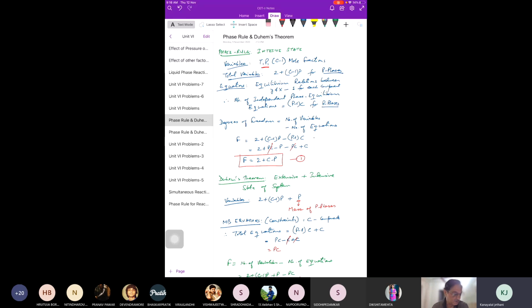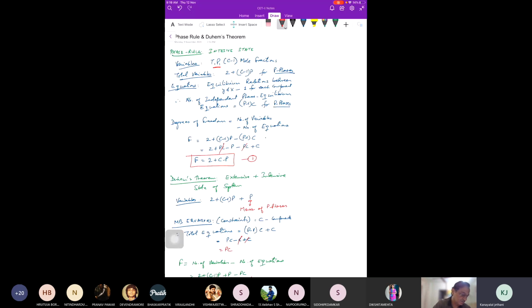Let me see how to explain this to you. We have y and x relations given to us, right? So we construct two phases. Right, so suppose we have y1 and x1. Okay, so if we specify y1 and x1, can we not find out y2 and x2?